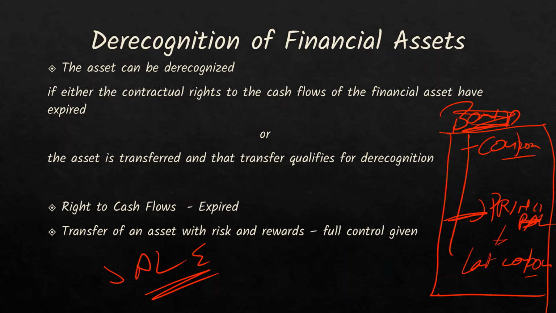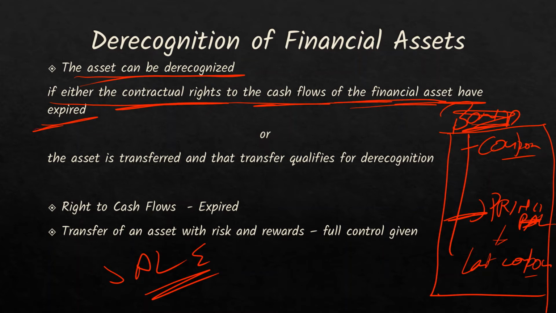So it's not your asset. De-recognize it. Kindly de-recognize it. So what IFRS 9 says, the asset can be de-recognized if either the contractual rights to the cash flow of the financial asset have expired, or the asset is transferred, that is sale, and that transfer qualifies for de-recognition.